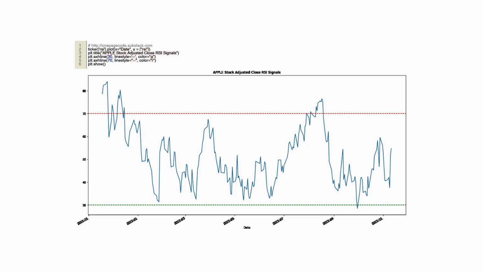The purpose of this visualization is to aid traders in making decisions by identifying potential buy or sell signals based on RSI readings. Typically, an RSI below 30 suggests a potential buying opportunity, whereas an RSI above 70 may suggest a potential selling opportunity. This Python code snippet imports a module named wrap from a package called StockStats.